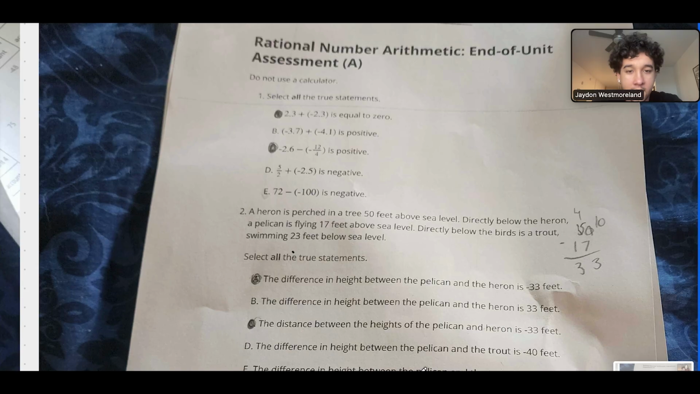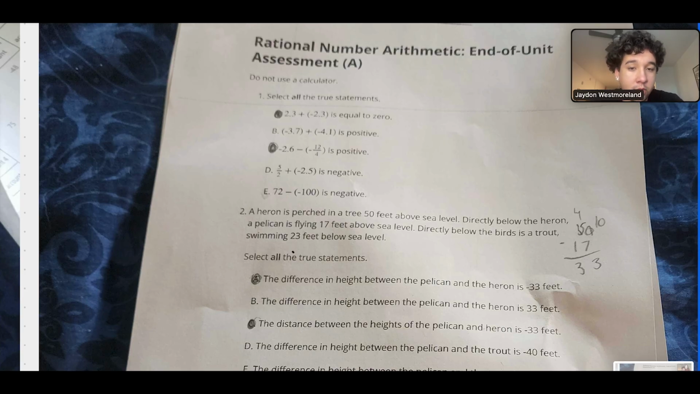Today it looks like we got a study guide for some test prep, and we're going to go through all these questions just to give you a better understanding of how I would walk through them. So the first one's telling us not to use a calculator. All right, sweet. Select all the true statements.